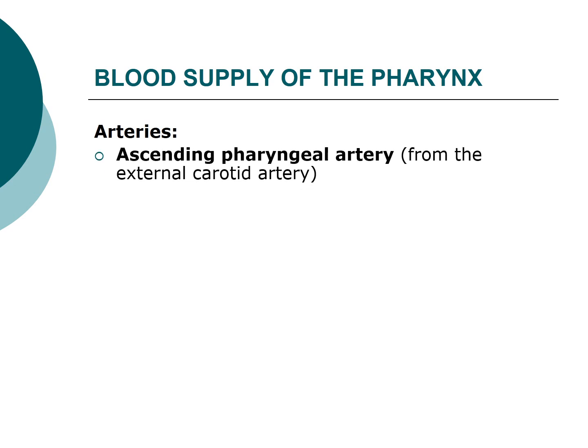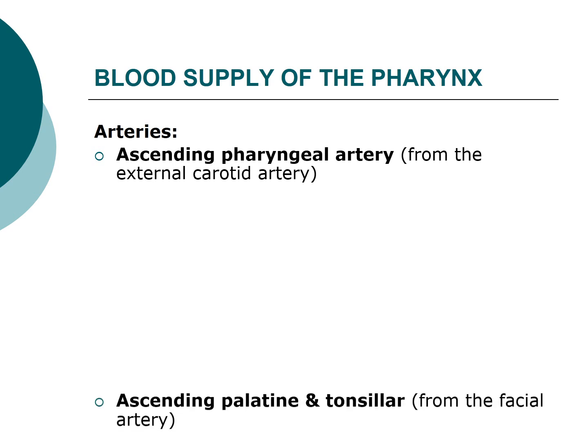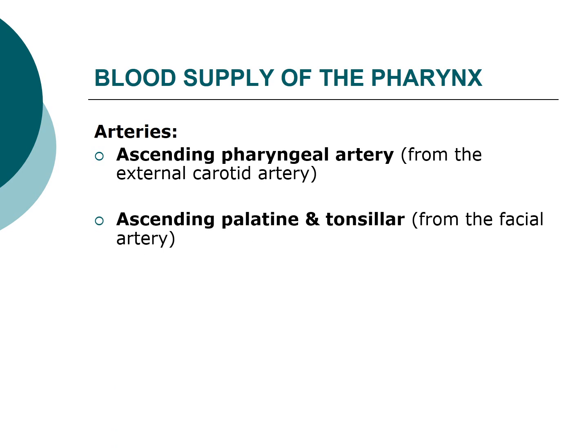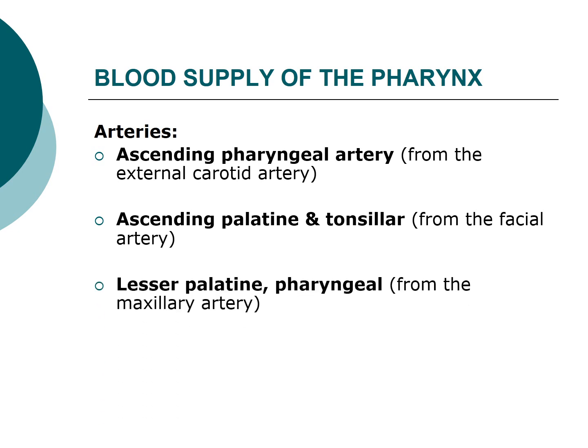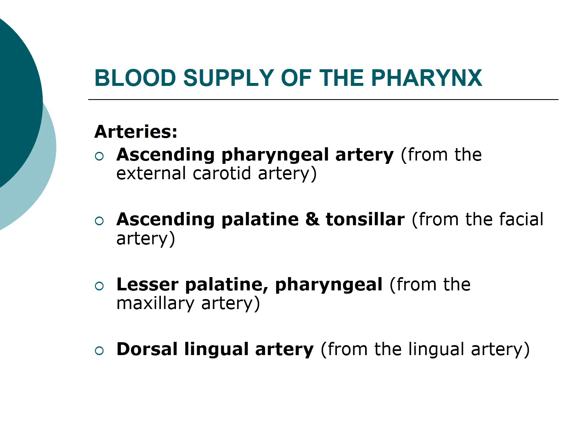This is a summary of what we have said now. Ascending pharyngeal branch from the external carotid artery, ascending palatine and tonsillar from the facial artery, lesser palatine and pharyngeal from the maxillary artery, dorsal lingual arteries from the lingual artery.